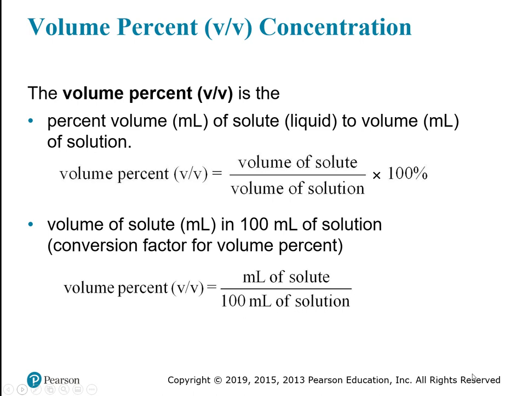Another way that you can calculate concentration is the volume percent. So it's the volume of the solute over the total volume of the solution. So we're talking about milliliters or liters, okay? When we're doing the conversion factor, you're going to have milliliters of solute per 100 milliliters of solution. So it's the same type of thing, only the units are different. We're talking about milliliters.